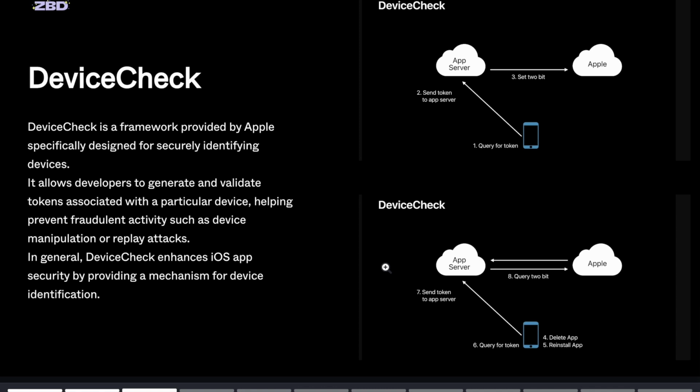DeviceCheck is a framework provided by Apple, specifically designed for securely identifying devices. It allows developers to generate and validate tokens associated with a particular device, helping prevent fraudulent activity such as replay attacks. In general, DeviceCheck enhances iOS app security by providing a mechanism for device identification.